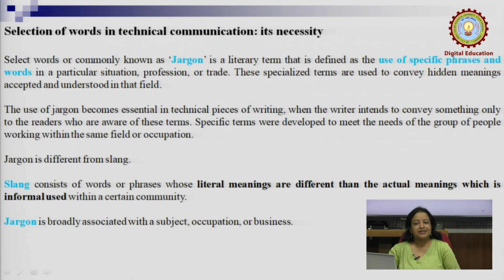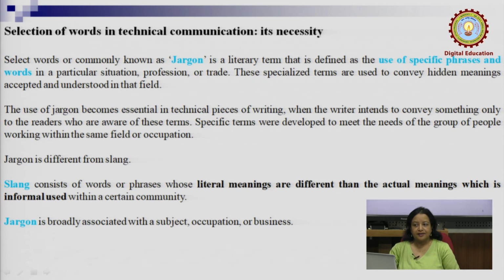So, selection of words in technical communication and its necessity. Select words, or commonly known as jargon, is a literary term that is defined as the use of specific phrases and words in a particular situation, profession or trade. These specialized terms are used to convey hidden meanings accepted and understood in that field. So, jargons are examples which are found in literary and non-literary pieces of writing as well.